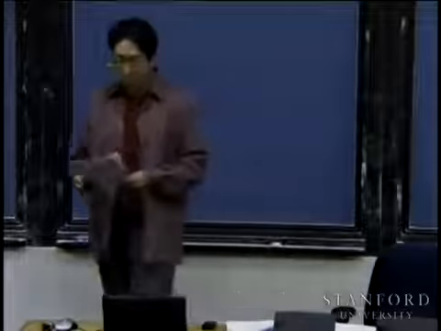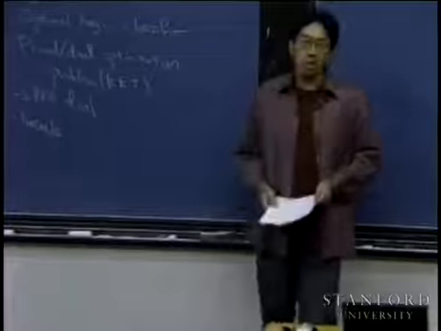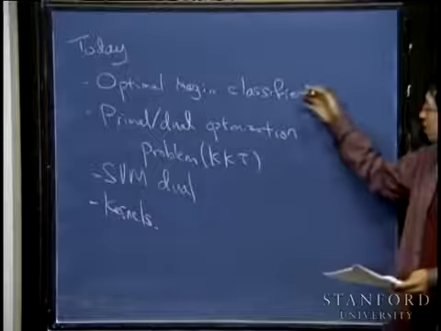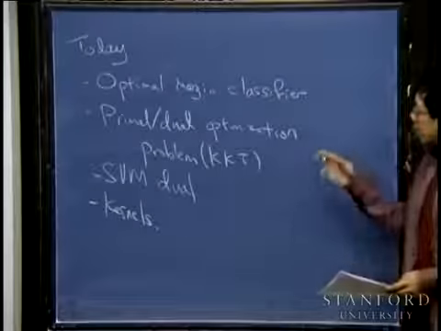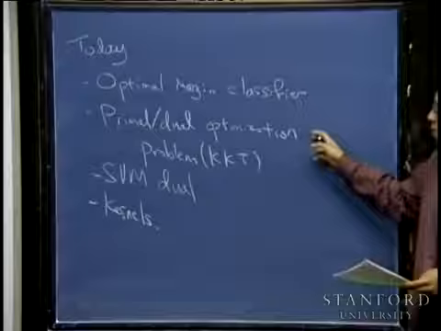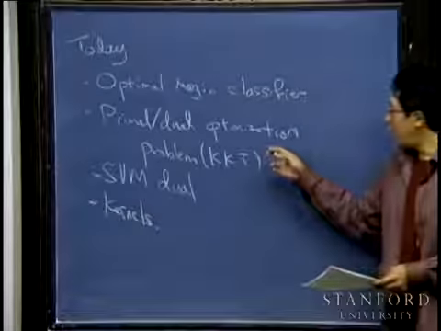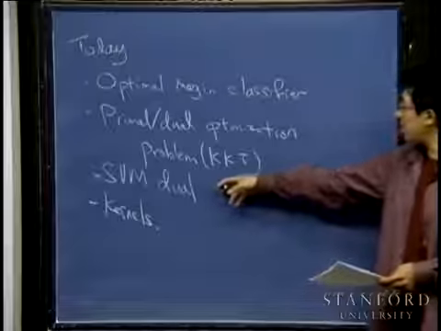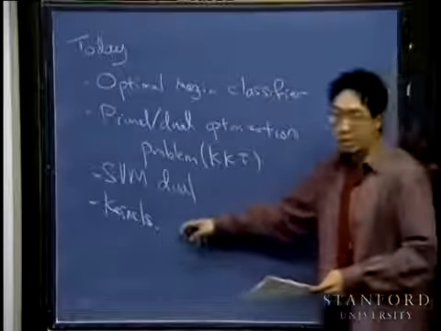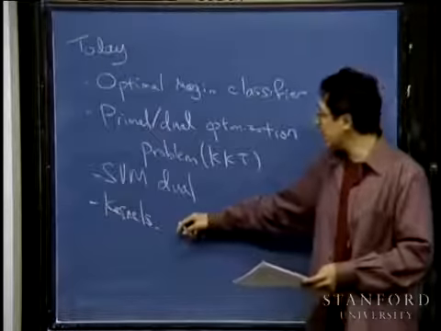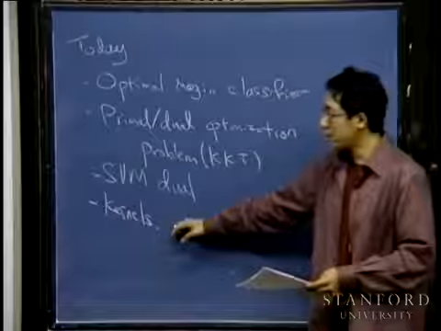So, welcome back. What I want to do today is continue our discussion on support vector machines. In particular, I want to talk about the optimal margin classifier. Then we'll take a brief digression to talk about primal and dual optimization problems, and in particular, what's called the KKT conditions. Then we'll derive the dual to the optimization problem that I had posed earlier. And that will lead us into a discussion of kernels, which we'll just get to say a couple of words about, but which I'll do properly only in the next lecture.